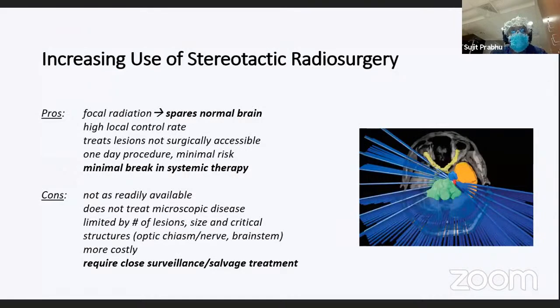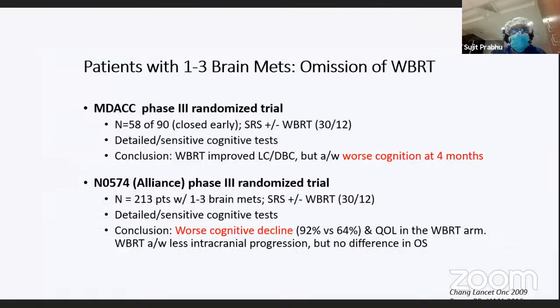Now, the cons. Clearly it's not available in many centers. It does not treat microscopic disease when we compare it to whole brain radiation. There are limits for the number of lesions which can be treated. And clearly, some of the structures like optic chiasm, brainstem, and so on and so forth, due care has to be taken prior to these treatments.